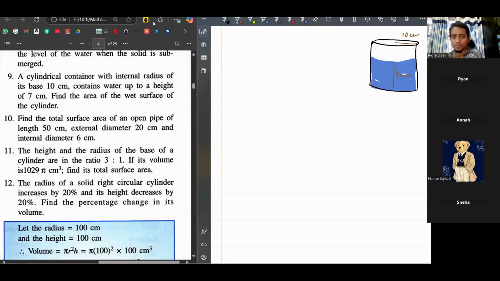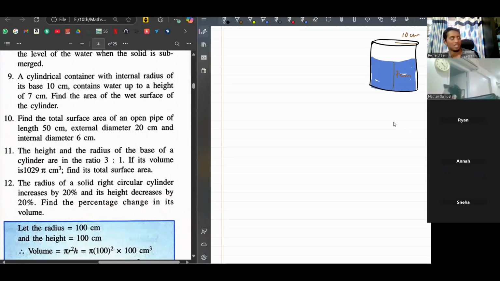Find the area of the wet surface of the cylinder. Okay, how do we find this? How many surfaces are wet? Come on, Ryan, Nathan, Sneha, put your cameras on. I said this chapter you have to think a lot. You can't just put formula and substitute. You have to derive the formula. You have to make the formula with the values given. So how do we do this? Formula, I'll tell you. Think of the logic.